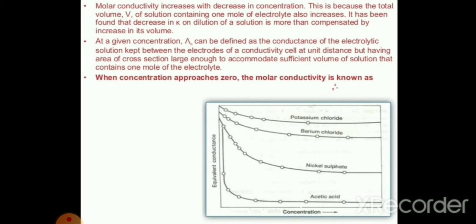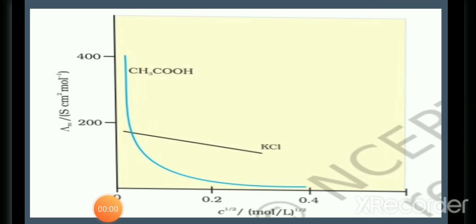How can you define molar conductivity? Molar conductivity is defined as the conductance of the electrolytic solution kept between electrodes of a conductivity cell at unit distance, but having area of cross section large enough to accommodate sufficient volume of the solution that contains 1 mole of the electrolyte. Now, when concentration approaches 0, the molar conductivity is known as limiting molar conductivity, lambda naught m.